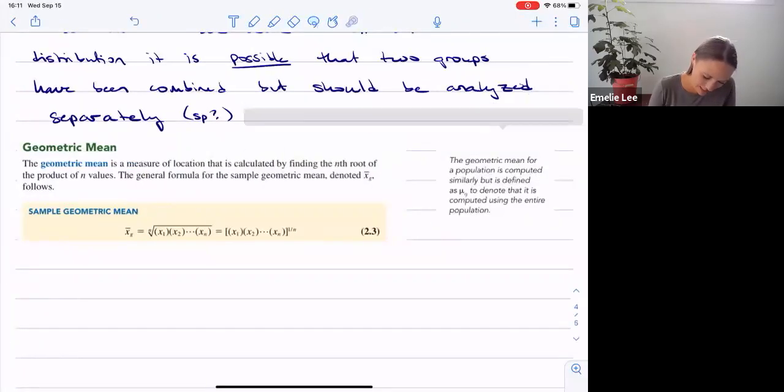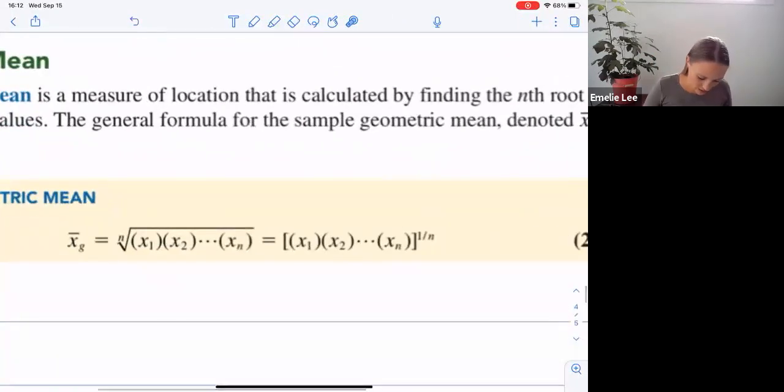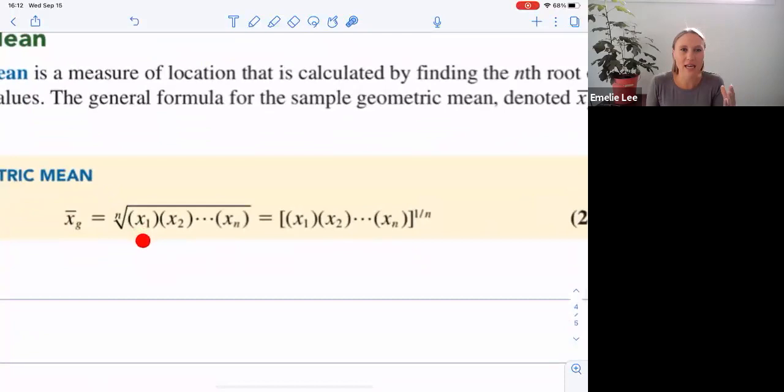The geometric mean is a different way of calculating the mean, right? If we think about how we calculated the arithmetic mean, just the normal one, we add them up and then divide by the number of points. That's what we're used to doing. Now, with the geometric mean, instead of adding all the points up, we multiply all those points. But then instead of dividing by the number of points, we take the nth root, okay?